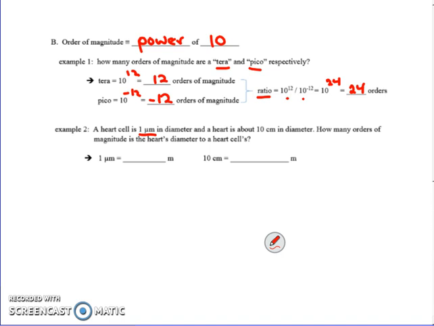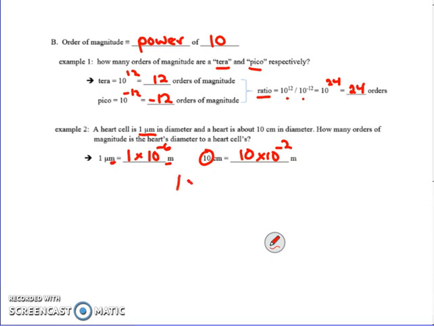Okay, so we just need to make sure we understand what the prefixes mean. So we have 1 micro meter. If you look it up, micro means 10 to the negative 6, and we retain the meters, because that's our base unit. 10 centimeters, well, we should know what centi is, but if you don't remember, it's in your references. So it's 10, because I have this number, 10, times 10 to the negative 2 meters. Okay, we want the ratio, so that means divide.